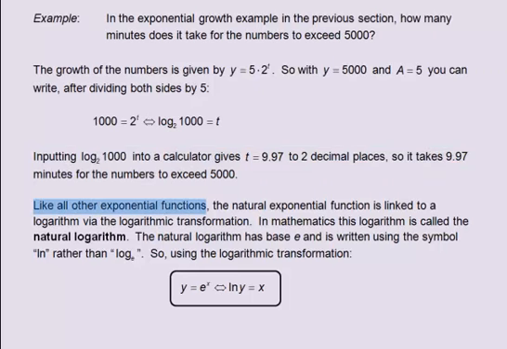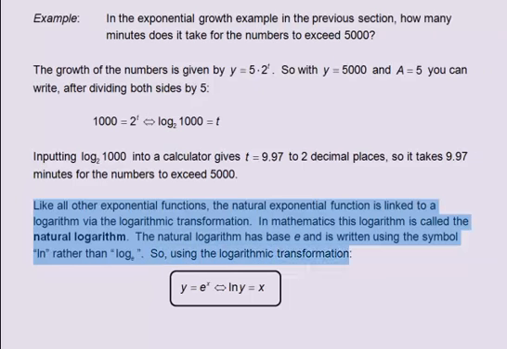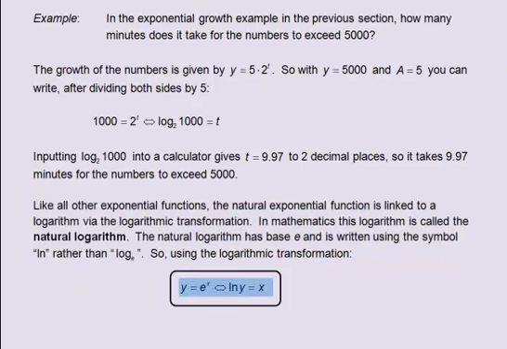Like all other exponential functions, the natural exponential function is linked to a logarithm via the logarithmic transformation. In mathematics, this logarithm is called the natural logarithm. The natural logarithm has a base e and is written using the symbol ln rather than log to the base e. So, using the logarithmic transformation, y equals e to the power x converts to natural logarithm of y equals x.